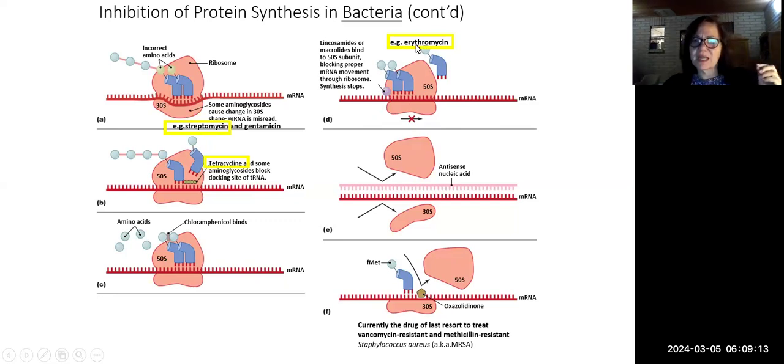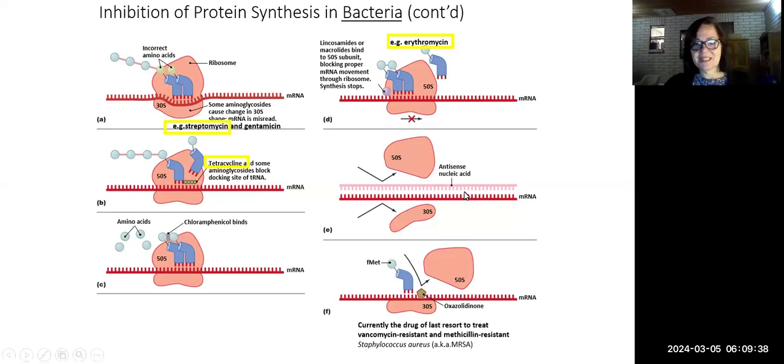Remember from erythrocyte, erythro means red. So erythro, red like a stop sign. This stops the movement of the ribosomes and in that way stops translation. And once again, it's stopping translation on the bacterial ribosome, so the bacteria can't make the proteins that they need to make.